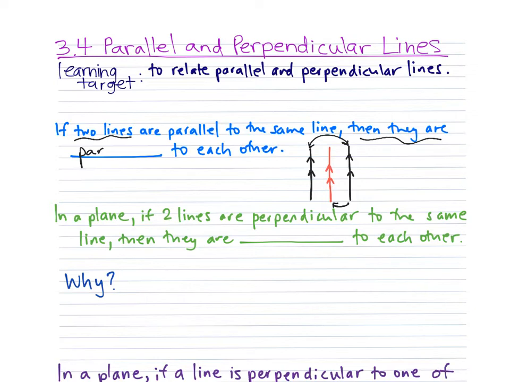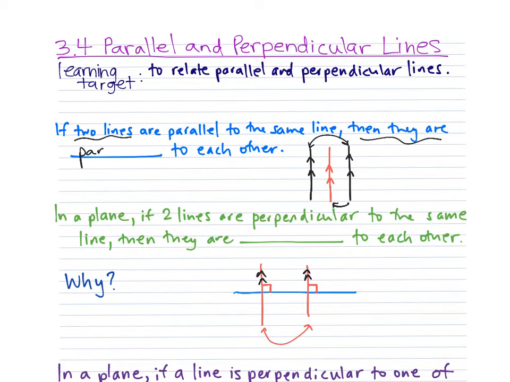And so the next one is in a plane. So this is only in a plane, not on a plane. If two lines are perpendicular to the same line. So here, let's make this our same line. And then we have one line that is perpendicular to it. We have another line that's also perpendicular to it. What is their relationship to each other? They're not perpendicular to each other, right? They are parallel to each other.